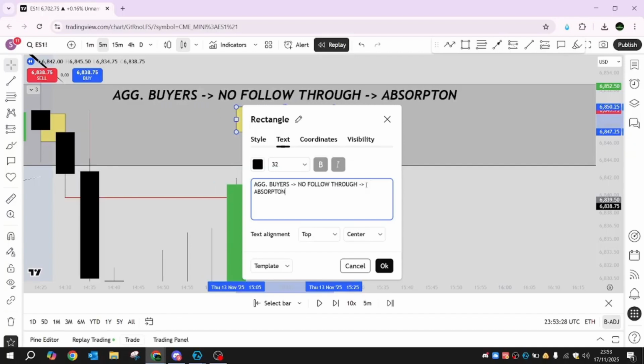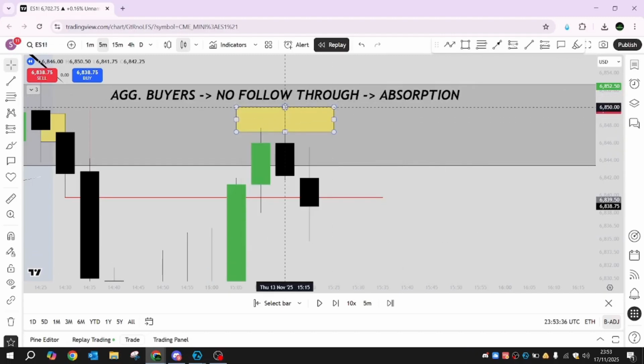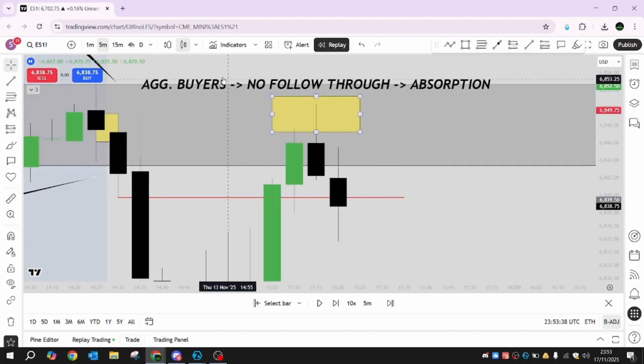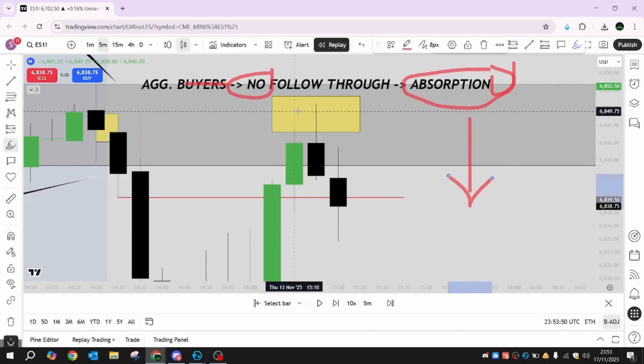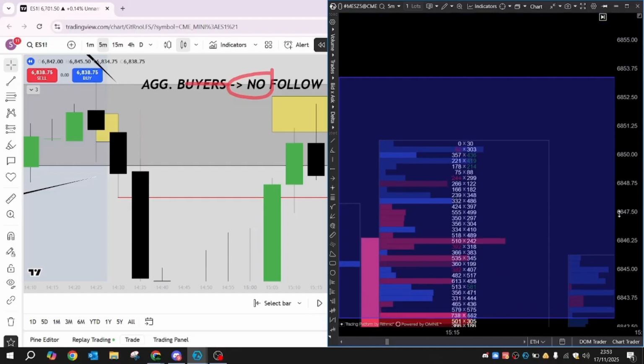An absorption basically means, if I spelled that right, absorption, that passive sellers are present, because if all these aggressive buyers have been eaten up, all these aggressive buyers have failed. We have no follow through, which means there's an absorption. Who is causing the absorption? Well, it's the passive sellers. So sitting at 68.50 was a very large passive seller.